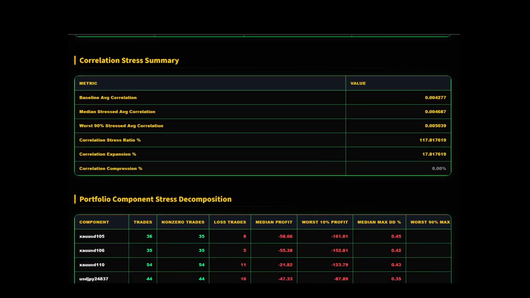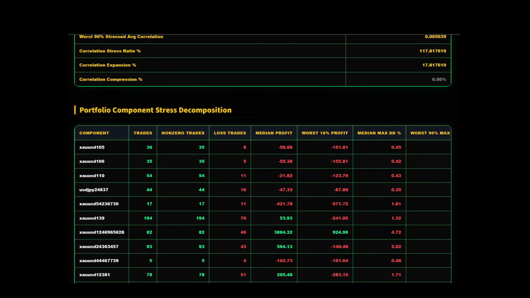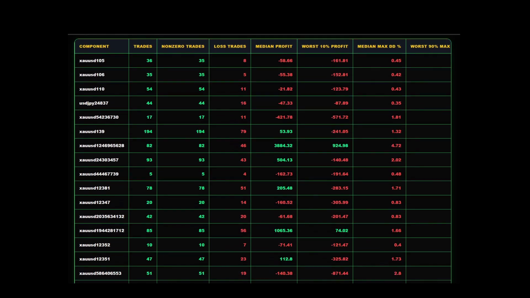Next, we move into the portfolio component stress decomposition. This table breaks the portfolio down by individual components, robots, symbols, or magic number groups. Here we can see how each component behaves under stress. How many trades it has, how many losing trades, the median profit, the worst 10% profit, and the drawdown behavior. This is useful because a portfolio can fail as a whole, but the real pressure often comes from specific components inside it. So this table helps identify which systems are carrying the structure and which systems are adding weakness.